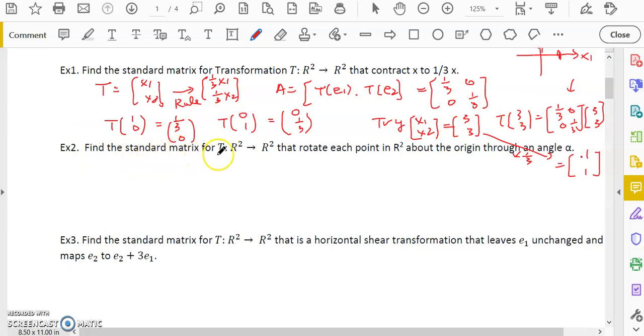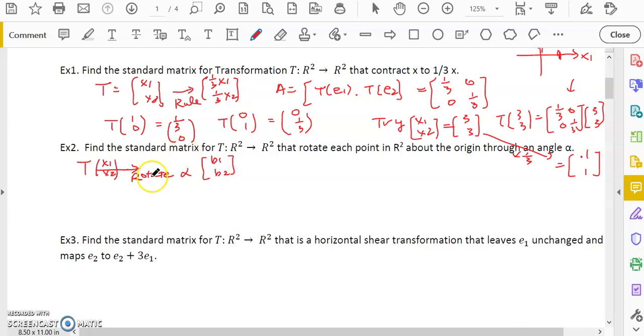Another one: find a standard matrix for rotating a point about the origin through an angle alpha. So this is a rotation. Okay, so x1, x2. The rule is rotate through alpha, and what would that be? It would be b1, b2, right?